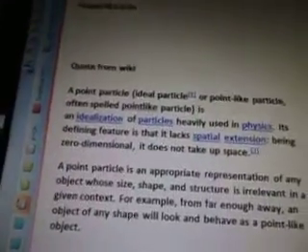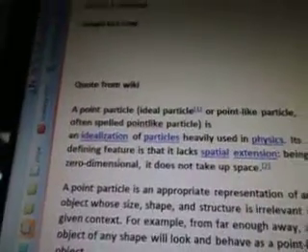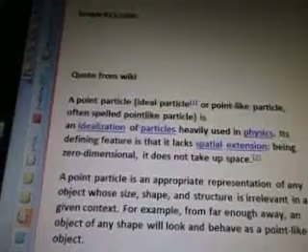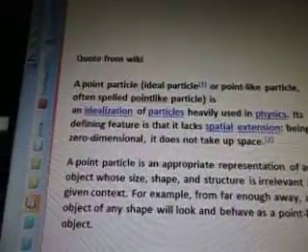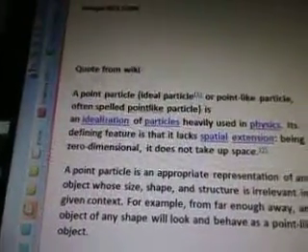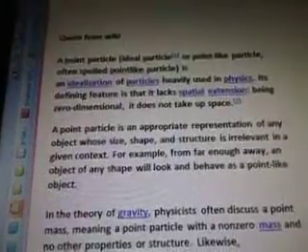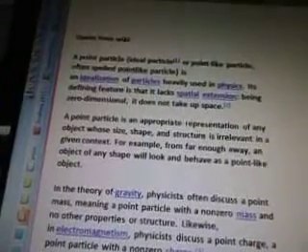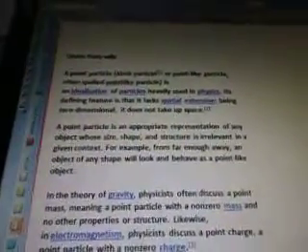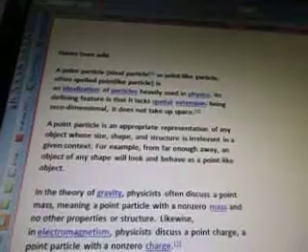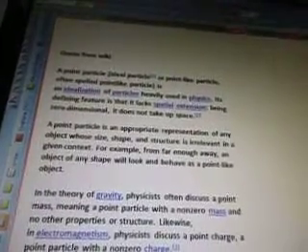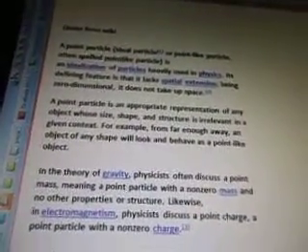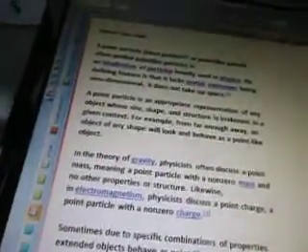A point particle, ideal particle, or point-like particle, often spelled pointlike particle, is an idealization of particles heavily used in physics. Its defining feature is that it lacks spatial extension. Being zero-dimensional, it does not take up space. A point particle is an appropriate representation of any object whose size, shape, and structure is irrelevant in a given context. For example, from far enough away, an object of any shape will look and behave as a point-like object.